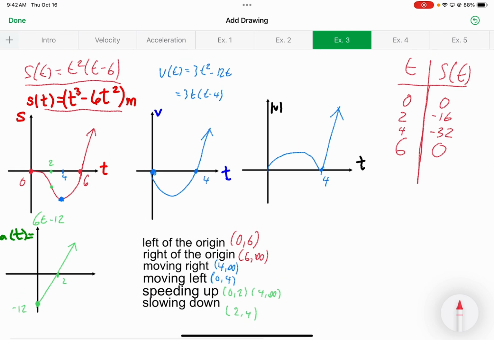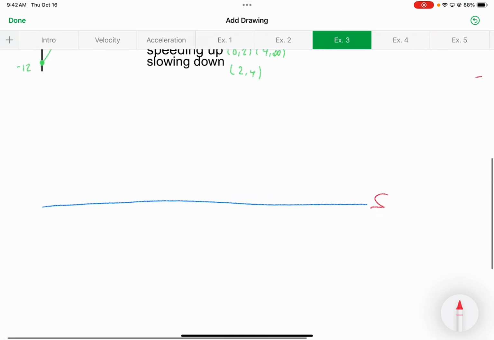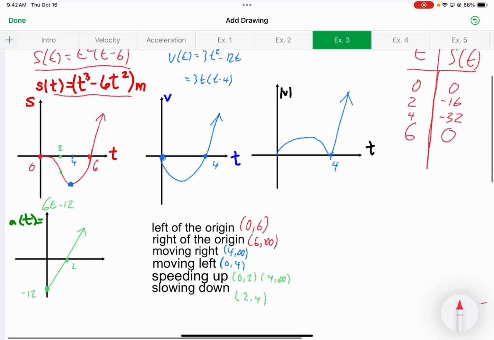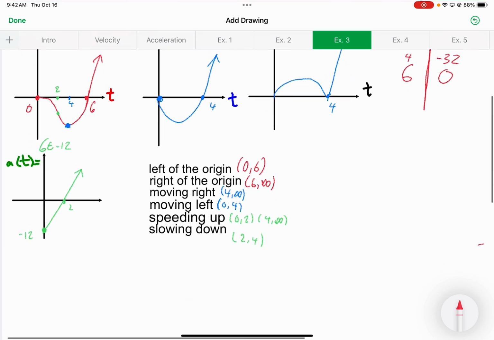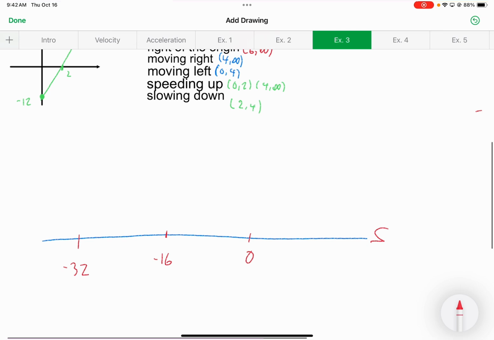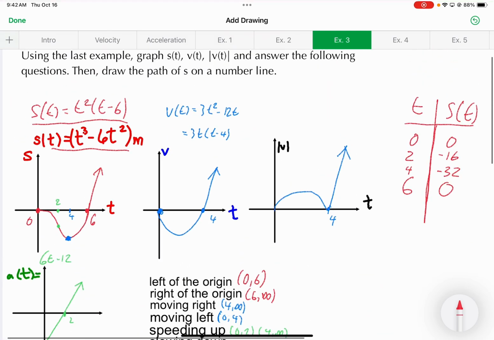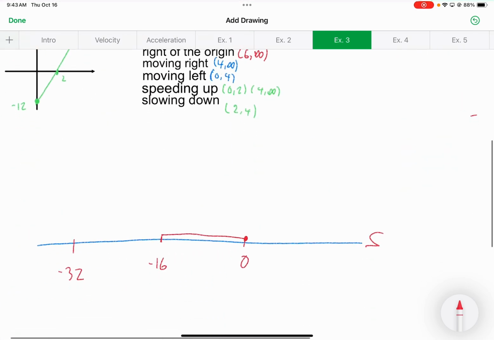So these are the values that I want to make sure I call out on my graph. Okay? So I go from 0, and then I go as far left as negative 32. And then we could put negative 16 there as well. So my particle starts out at 0, moving to the left. Once I get to the S value of negative 16, that's where I start changing my direction a little bit, until I reach that value at negative 32.